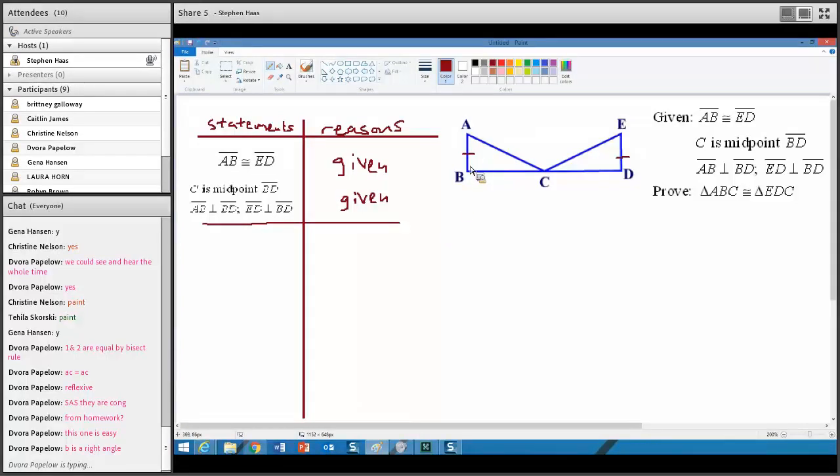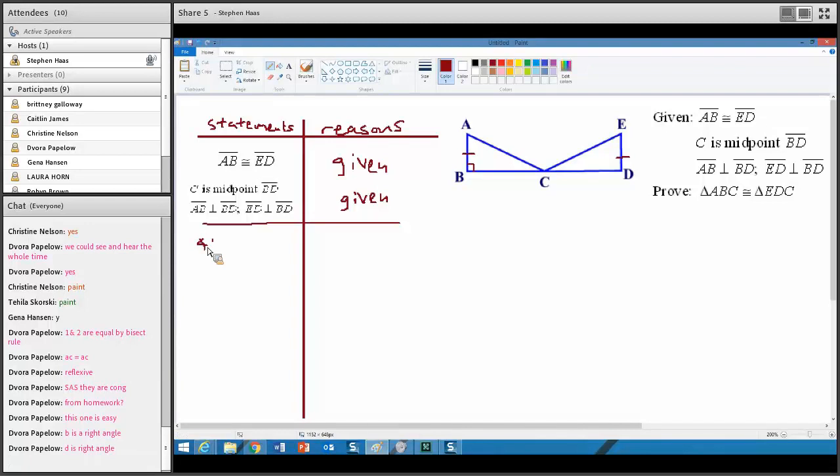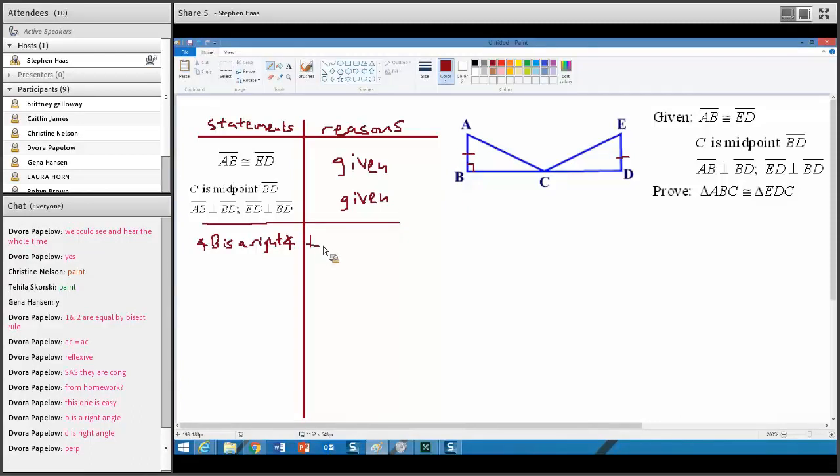How about can we get this as a right angle? Sure. We can say angle B is a right angle. How do you know it's a right angle? Because AB is perpendicular to BD, and perpendicular lines, I'll use that symbol for perpendicular. This is the symbol for perpendicular, as you see over there. Perpendicular lines form right angles. Okay. And we'll say angle D is a right angle for the same reason. So we've got these two are equal.